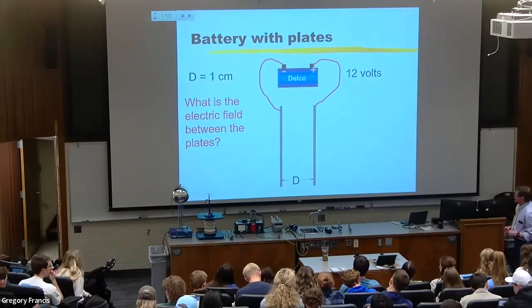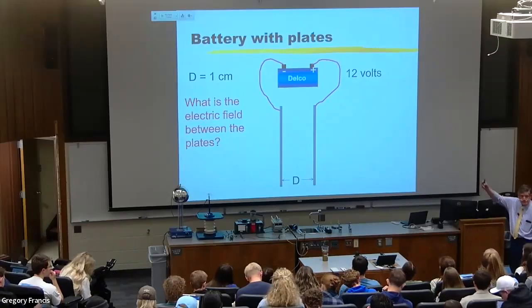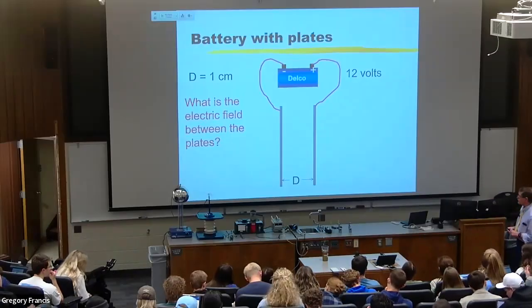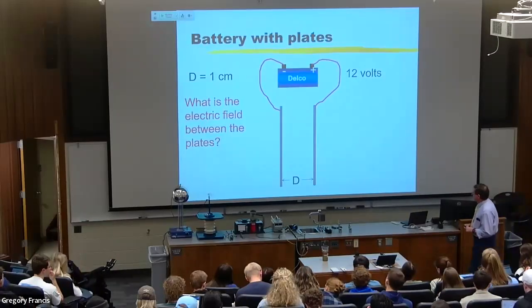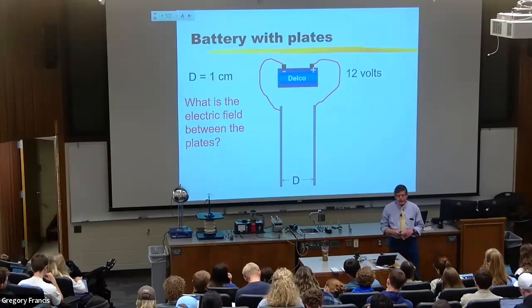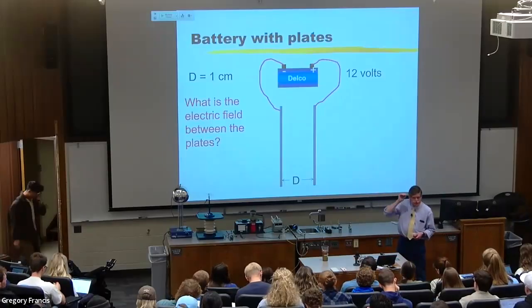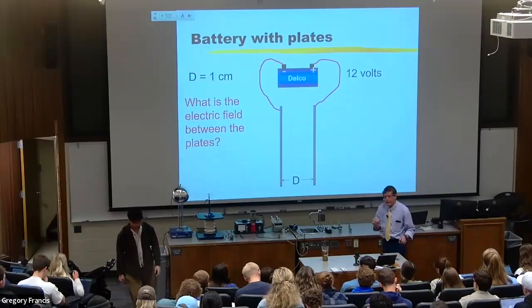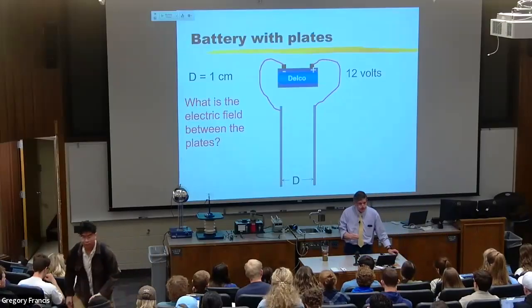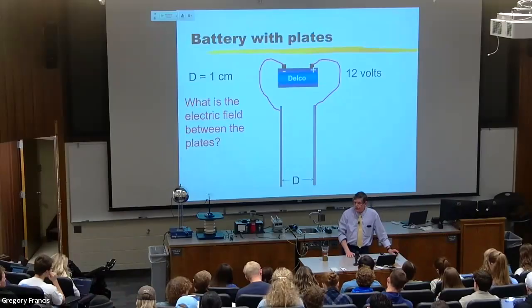If I want to know what the electric field is between these plates, and let's say they're big compared to the 1 centimeter between them, I hook them to a 12-volt battery, and there's going to be a voltage difference of 12 volts from the negative plate to the positive plate. As you found in tutorial this week, that's the battery's job. That's what it does. It keeps the voltage 12 volts between those 2 plates.